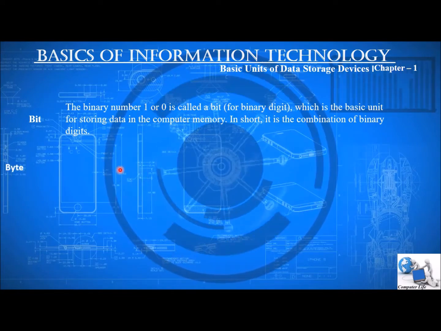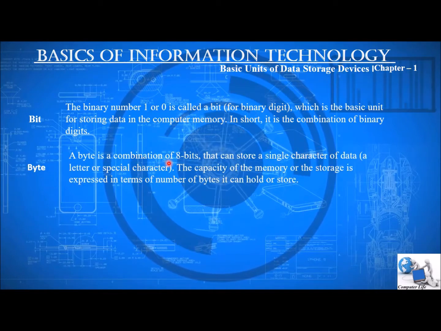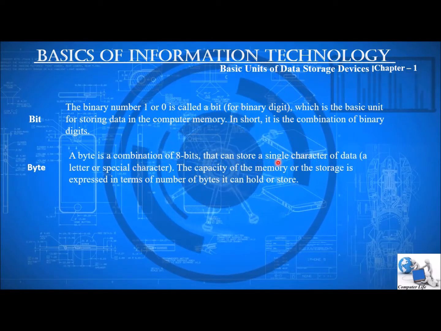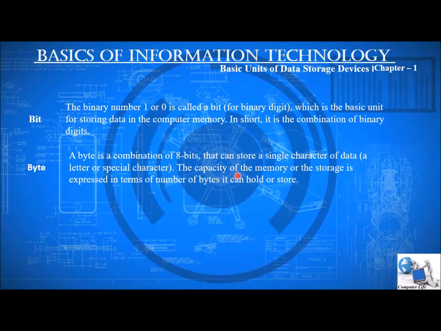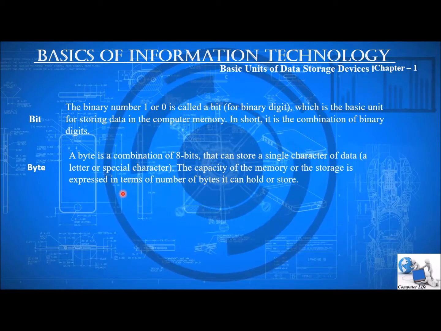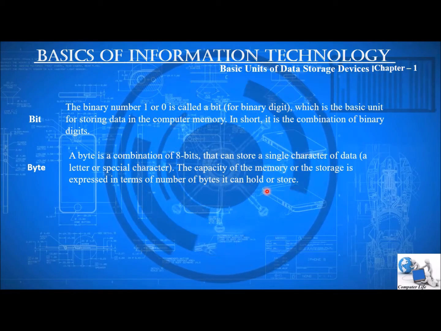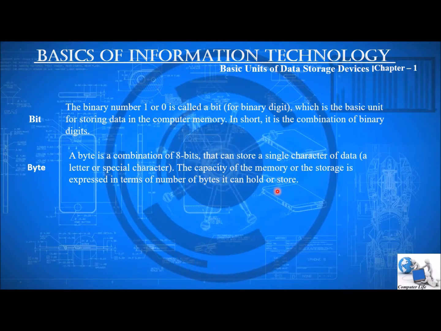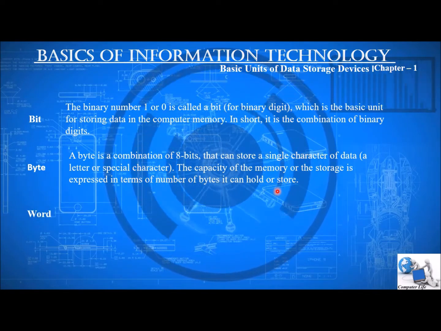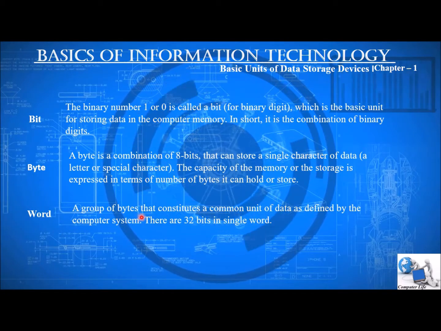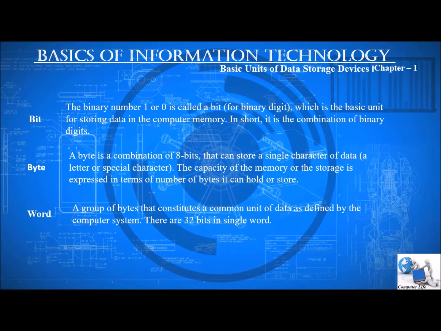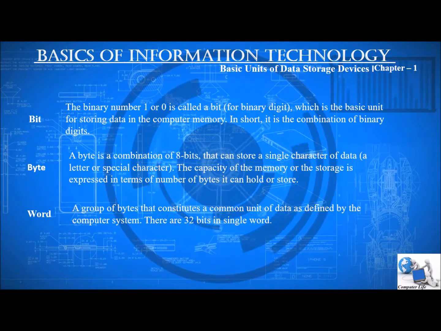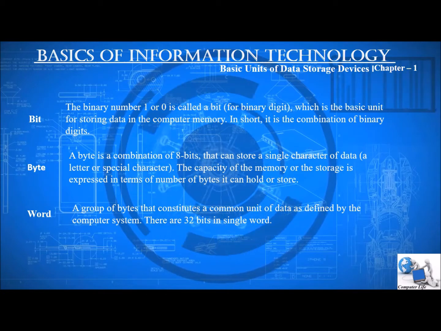From bit we have derived byte. Byte is a combination of 8 bits that can store a single character of data, a letter or special character. The capacity of the memory or the storage is expressed in terms of the number of bytes it can hold or store. From the bit we also have derived the next unit, that is word. Word is a group of bytes that constitute a common unit of data as defined by the computer system. There are 32 bits in a single word. Now let's conclude that we have derived byte and word from the basic unit of bit.